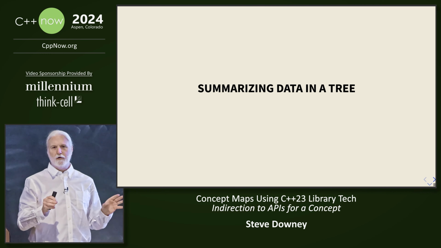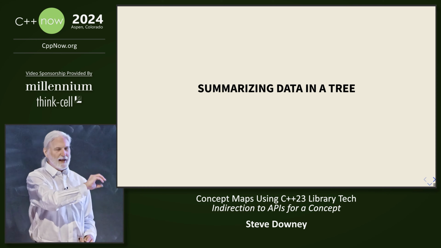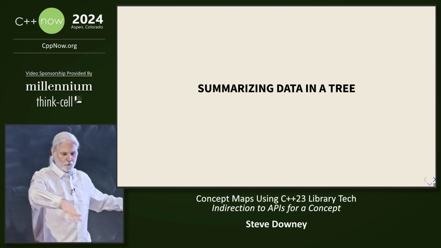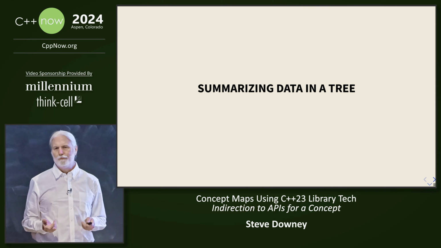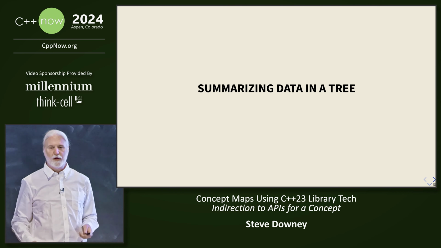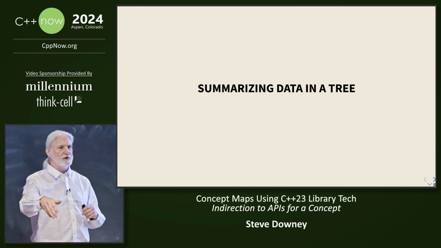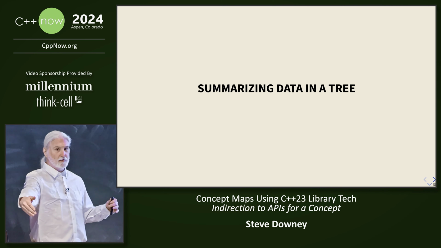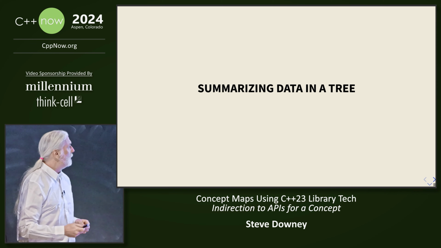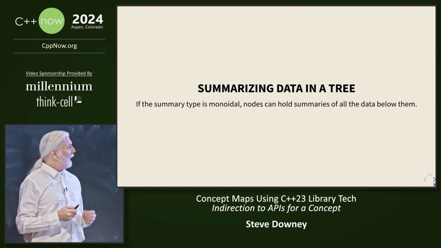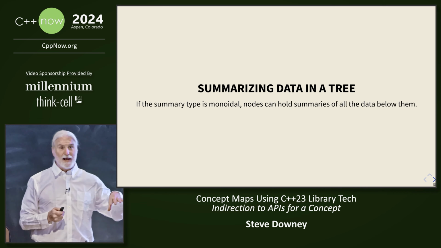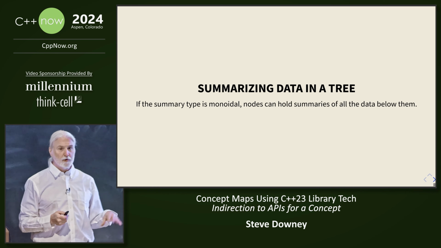It's not the kind of binary tree where you've got data laid out in the tree. Data's all at the edges, and your tree just spans the whole thing. B-tree indexes work this way, and a lot of times it's common to want to provide several different indexes on the same data. You share the data and provide the different indexes that all refer to your data. So the summary type's monoidal. The nodes can hold summaries, caching that of all of the data below them.